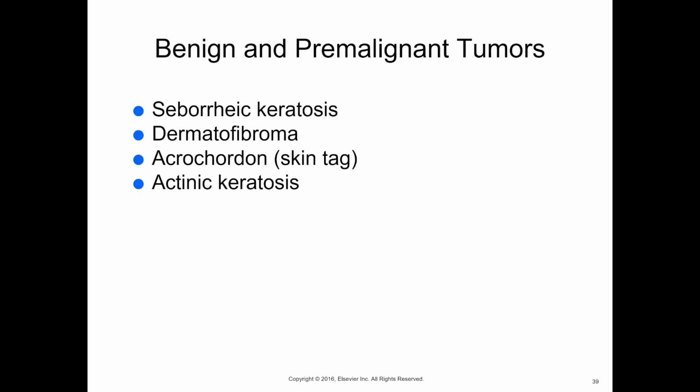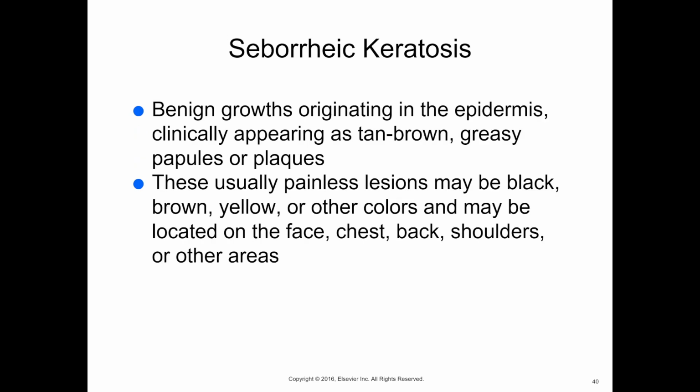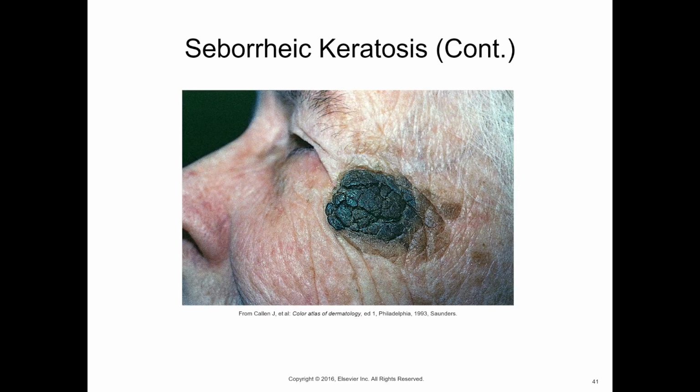Next, benign and pre-malignant tumors. So the 4 things listed here are some of the most common versions of those. These, remember, are non-cancerous growths and tumors. They are typically a cosmetic problem only, but there is a chance that some of these actually can have a malignant transformation. So the first one, seborrheic keratosis. These are benign growths from the epidermis, typically asymptomatic, and typically in very elderly individuals. This is what they look like.